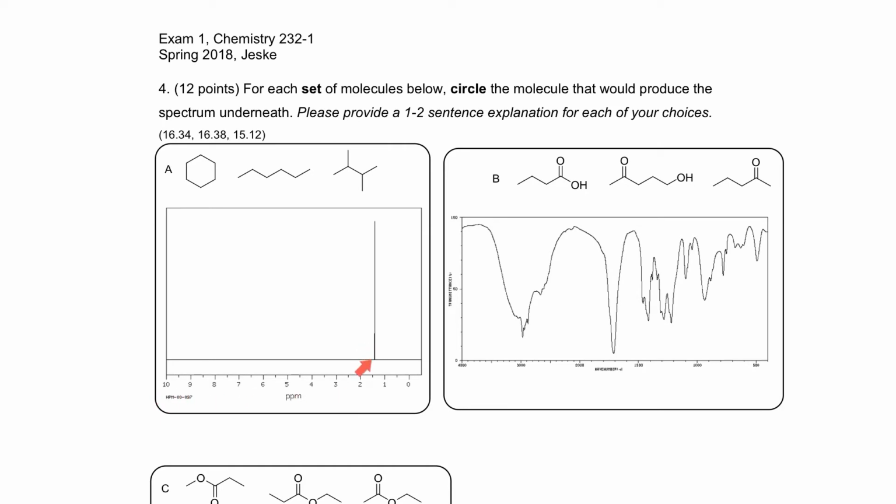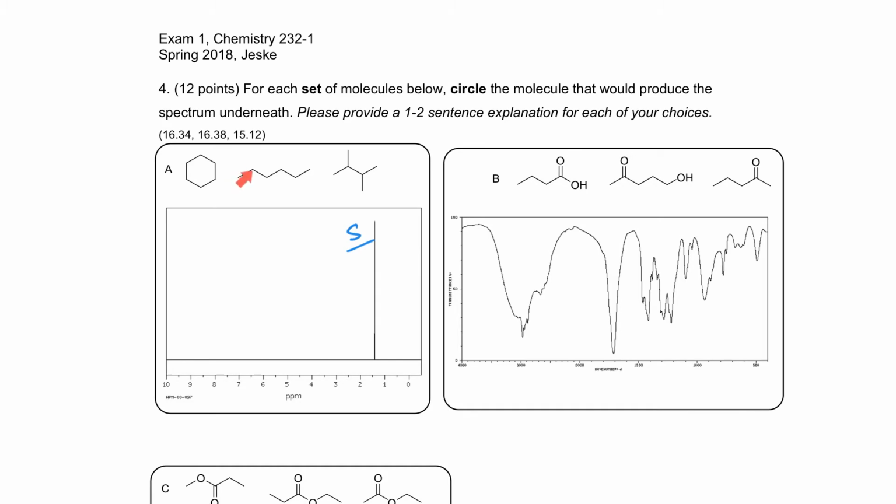There is one signal here. This is a singlet. So we have just one type of hydrogen. It does not have any neighbors that are different from it. That's what the singlet is telling us. And so if we looked at any of the hydrogens on hexane here, this would be expected to be a triplet. It's got 2 neighbors that are different from it.